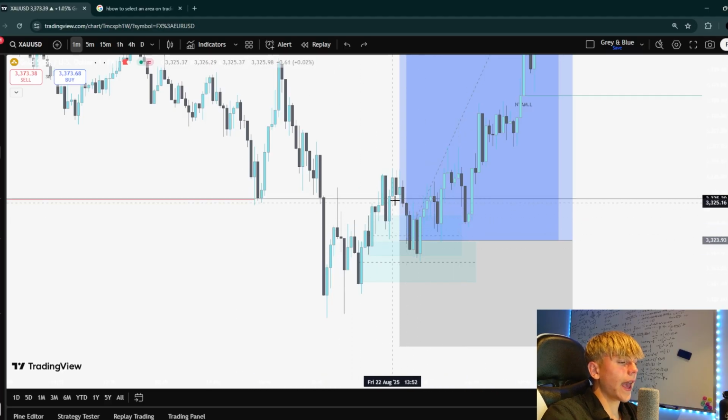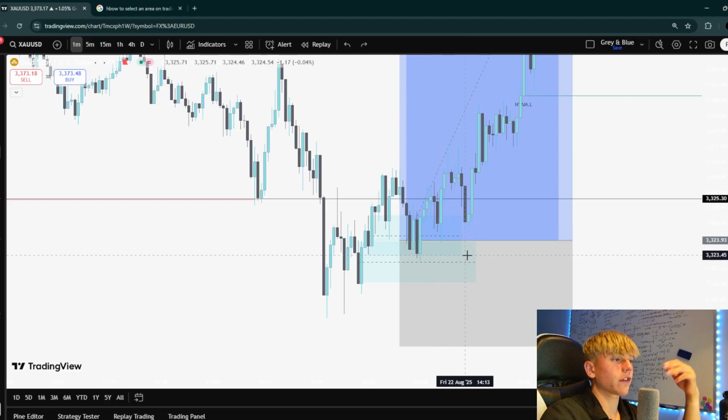And I entered around this area here off this wick. I entered just as this was starting to wick up, because I had a really strong feeling we were going to form a hammer candle. And as you can see, we did. So I entered just as we were wicking, because the wicks show rejection, and that's also what I like to see. I like to wait for rejections.